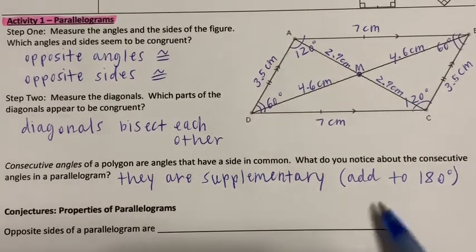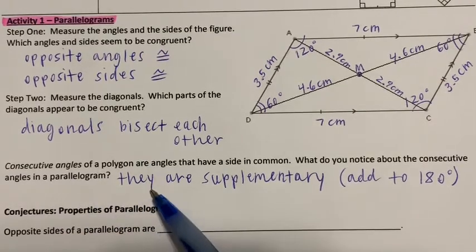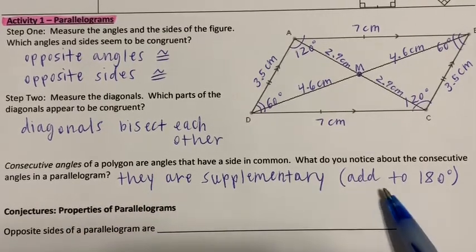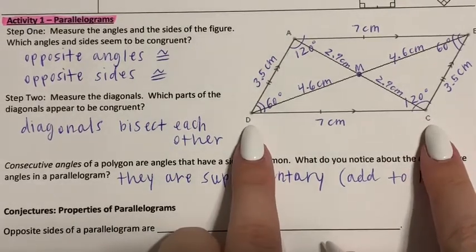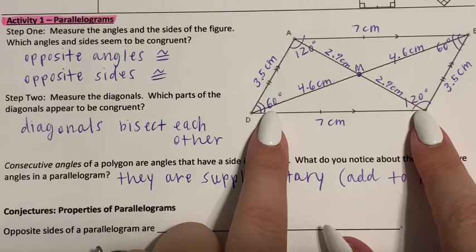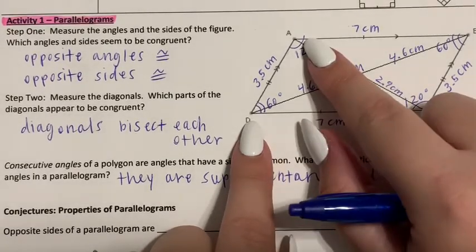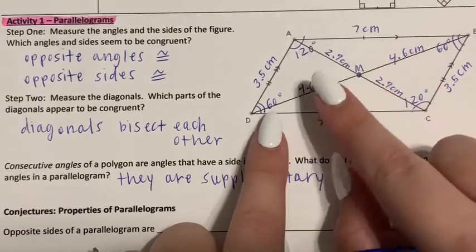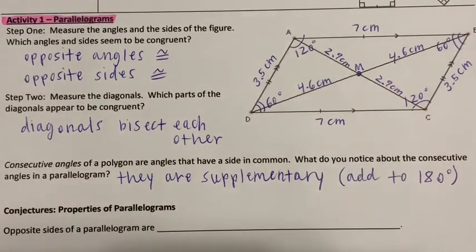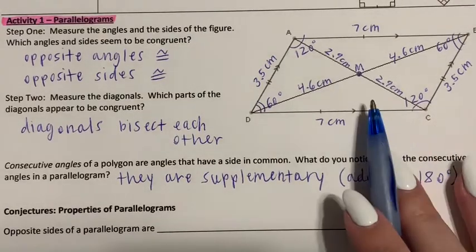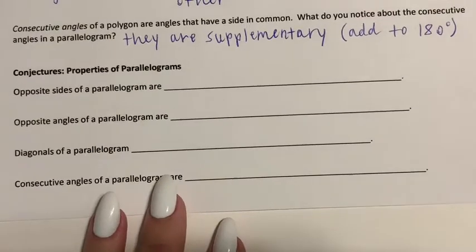What do you notice about the consecutive angles in a parallelogram? I noticed that they are supplementary, or they add to 180 degrees. So here, if I look at angles D and C, 60 plus 120 gives me 180 degrees. Here, if I look at angles D and A, because they are also consecutive angles, 60 plus 120 gives me 180 degrees.